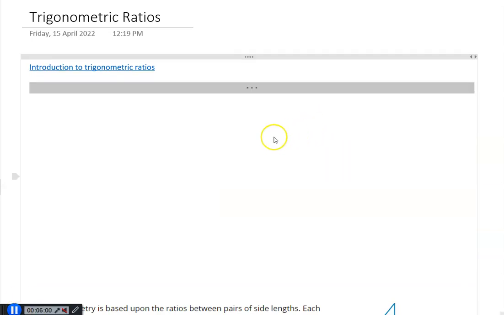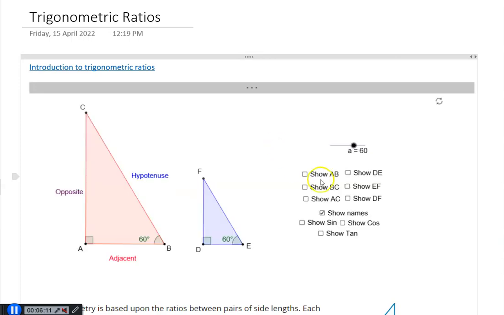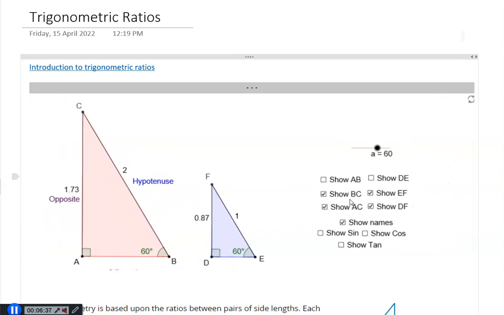So what I'm going to do is pull into this particular little app. Okay, hopefully it'll come up nicely for me. Okay, so I want BC. And I want sine. So we know sine is opposite, so that's AC. So I want to show those two. As you can see, I know it's not very large, so I'll try and make it a bit bigger. Apologies for that. Okay, so what we've got here is two triangles.